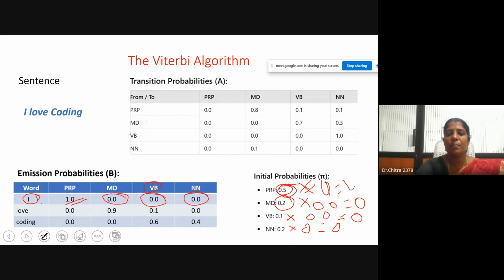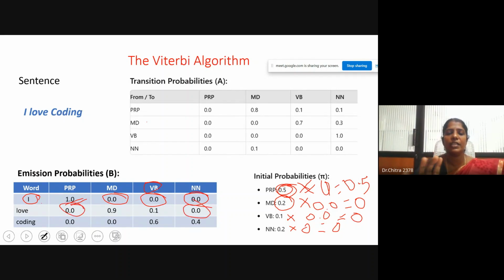Only for PRP do we get a weight, 0.5. All other weights are 0, so there is no need to consider other nodes in the first stage. Only consider PRP in the first stage. This is determined by the emission probability. If the emission probability is 0, you automatically get 0, which means there is no possibility of obtaining that word from that tag. So if the emission probability is 0, no need to process that.